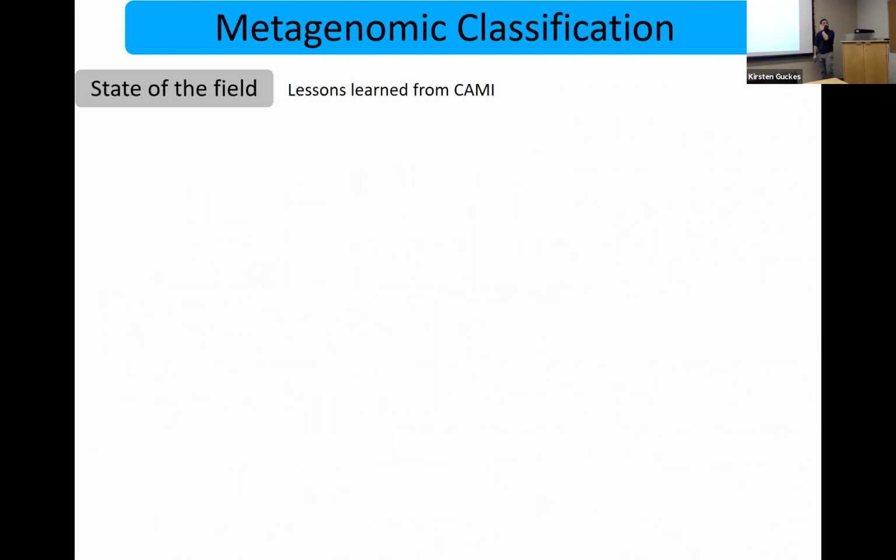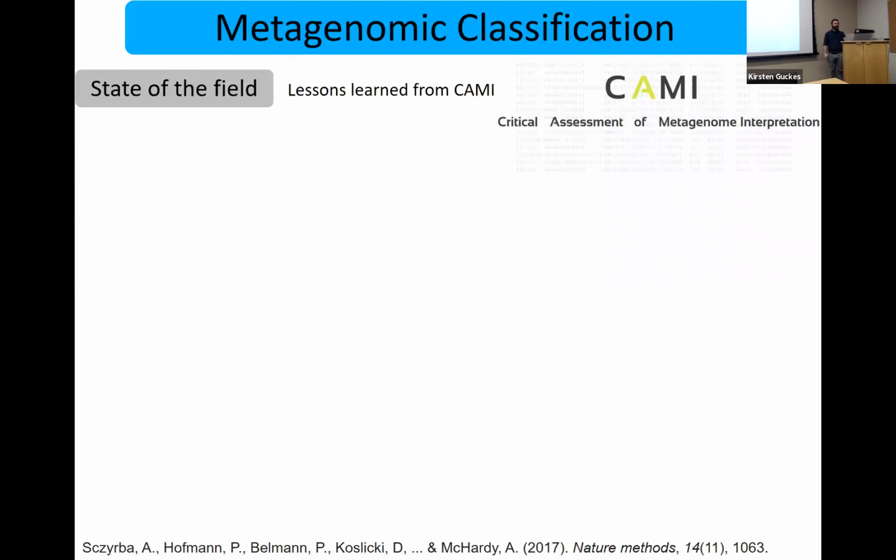So what do things look like right now for the different computational methods to try to accomplish all these different tasks? I'm involved with the Critical Assessment of Metagenome Interpretation, these big benchmarking efforts, and I'm briefly going to review the lessons that we've learned. First off, here's the reference if you want it.